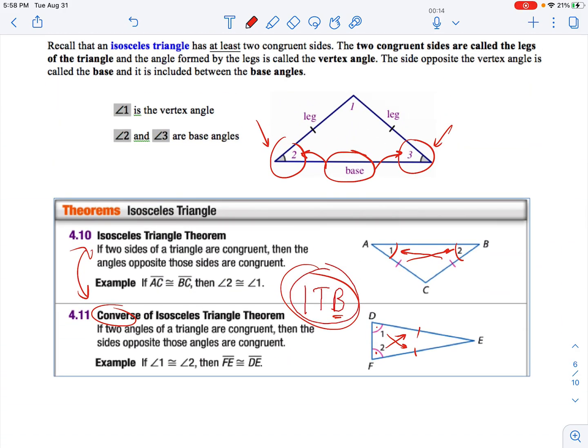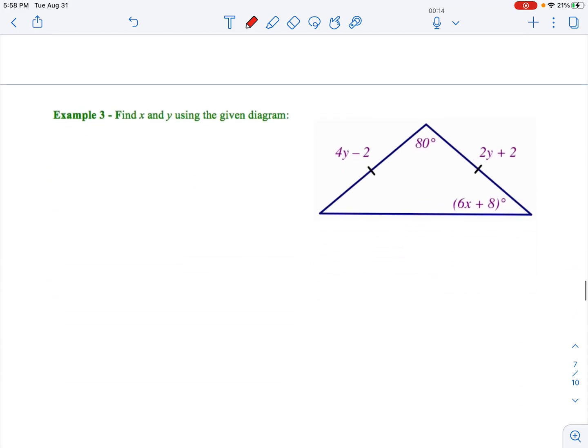It's almost like whenever you see right triangles, you're kind of suspicious that maybe HL is going to be a thing, but it doesn't have to be. Whenever you see an isosceles triangle, you're going to be kind of suspicious that ITB is going to be a thing. Doesn't have to be, but that's the thing that's reserved for isosceles triangles, so there's a good chance that that's on the horizon.